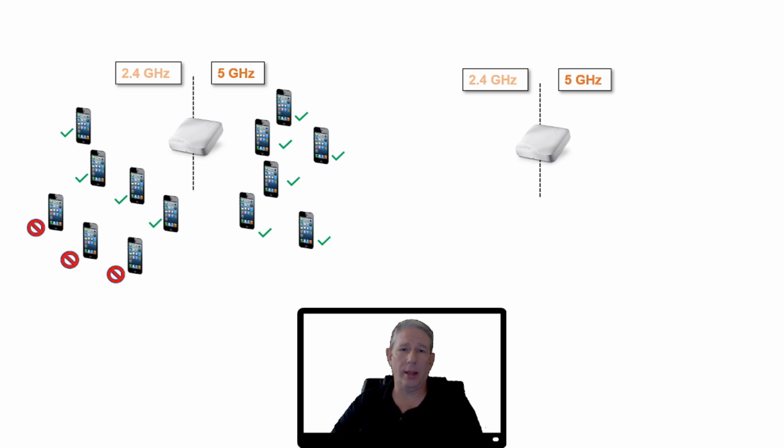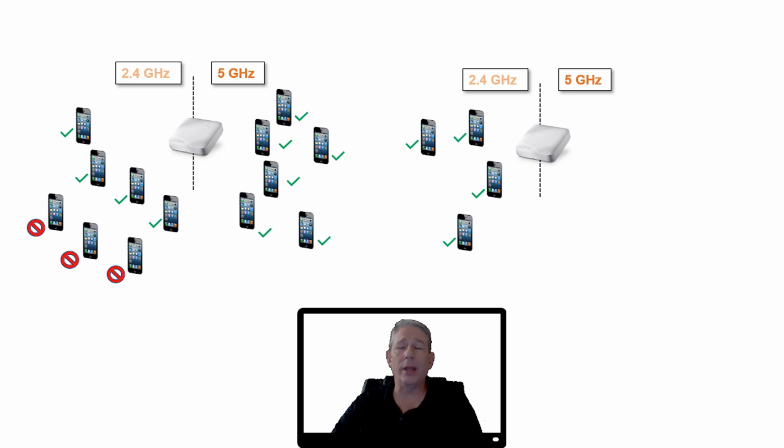This was not okay. So what's the solution if you have to deal with a combination of newer clients and older clients, as well as some legacy clients that are 2.4 gigahertz only? The solution is band balancing. With band balancing, you can determine what percentage of stations you're going to leave in 2.4 gigahertz, whether they're 2.4 only or dual band capable.